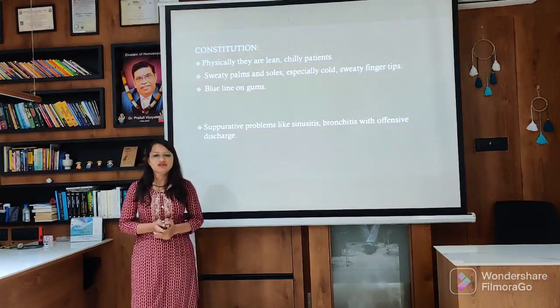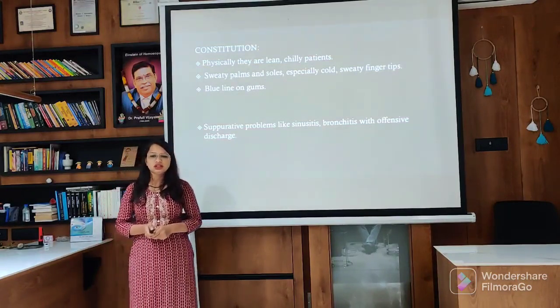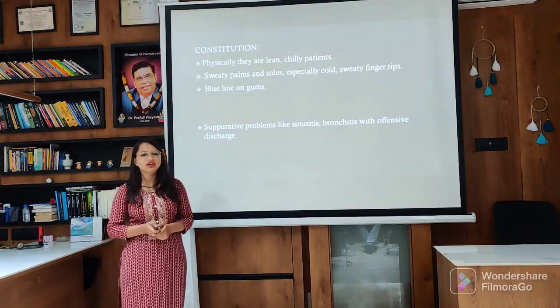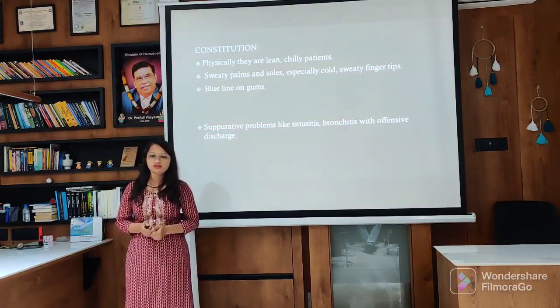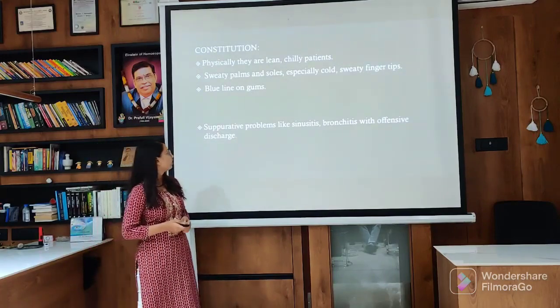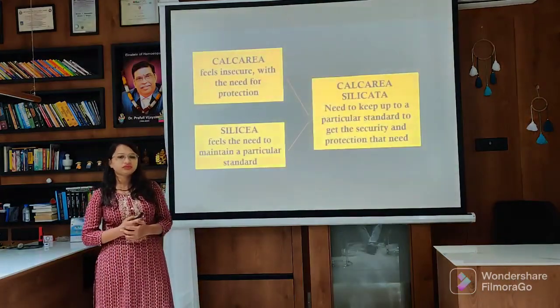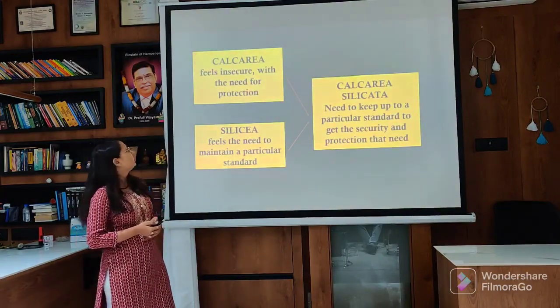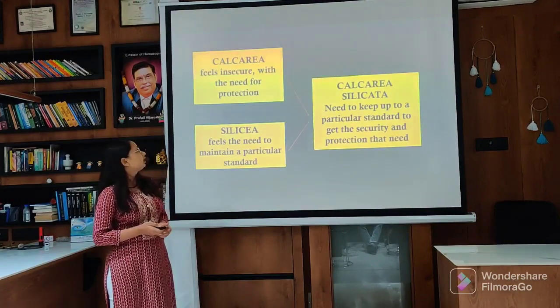Constitution: physically they are lean, chilly patients, with sweaty palms and soles, especially cold sweat, sweaty fingertips, blue line on the gums. Suppurative problems like sinusitis, bronchitis with offensive discharge. Calcarea feels that they are secure. Baryta feels insecure, they need protection.